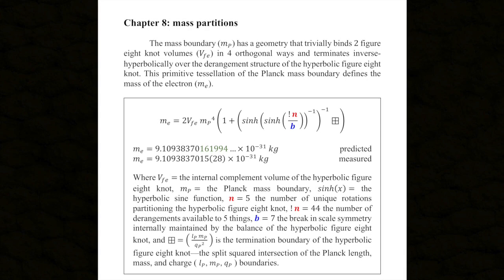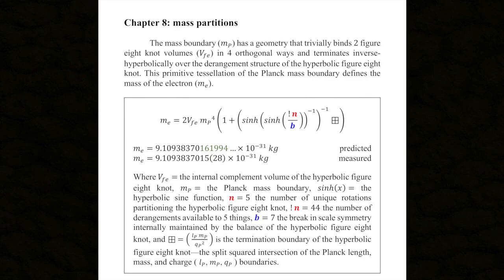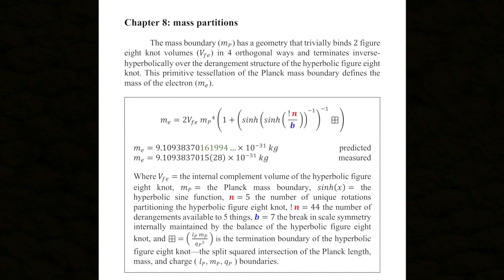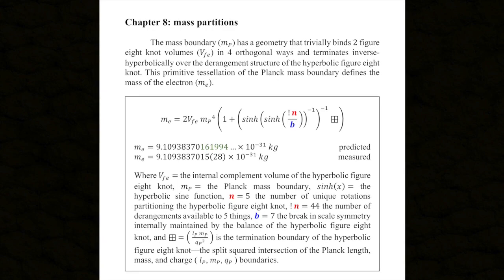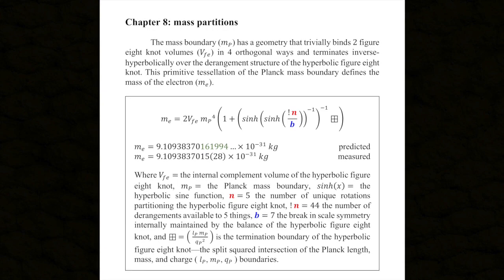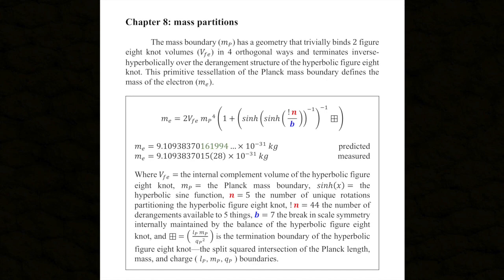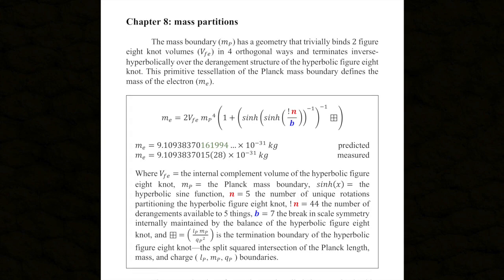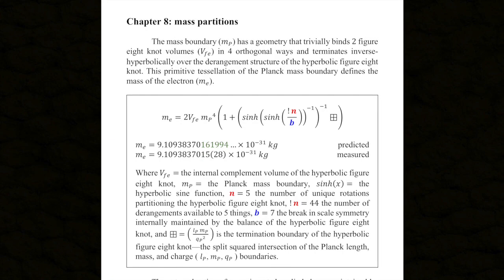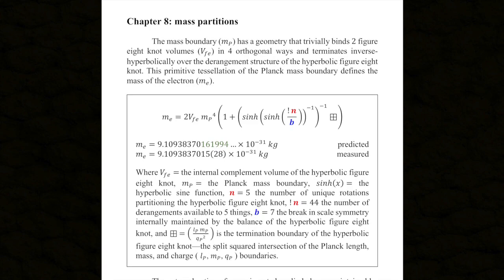Terminally now, this trivially closes in a hyperbolic way, right? Inverse hyperbolic sine of inverse hyperbolic sine of the entire derangements of the system have to close out here. So all of our 44 derangements are now closed, divided by the break and scale symmetry. I like to spend a little bit of time every time I pass this to be in awe of the precision of this measurement, first of all.